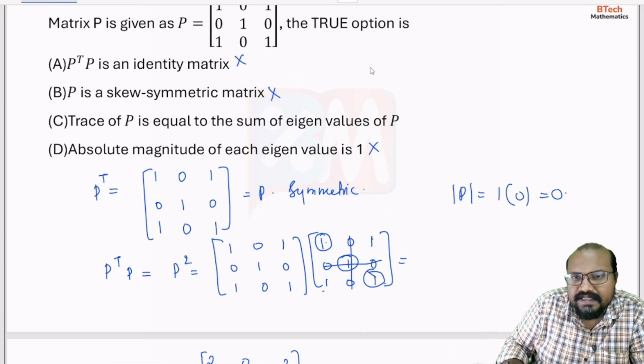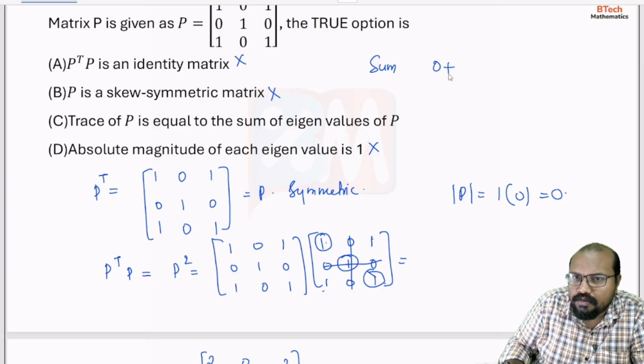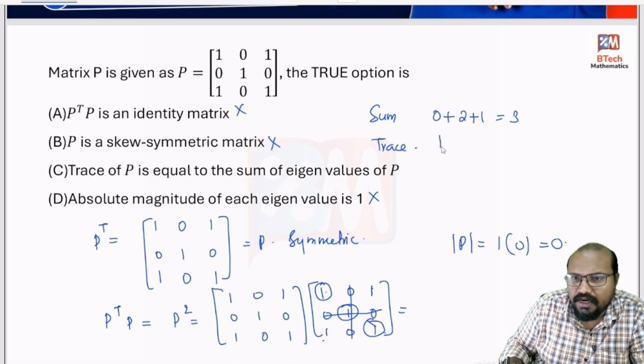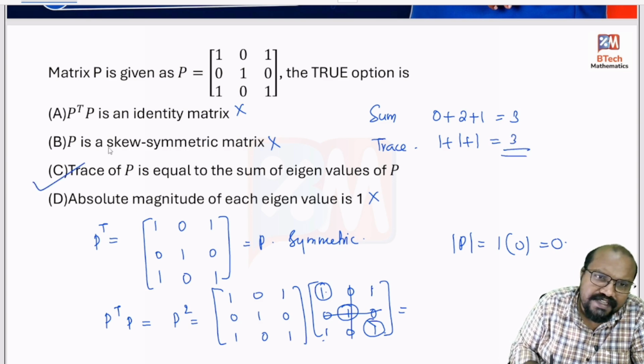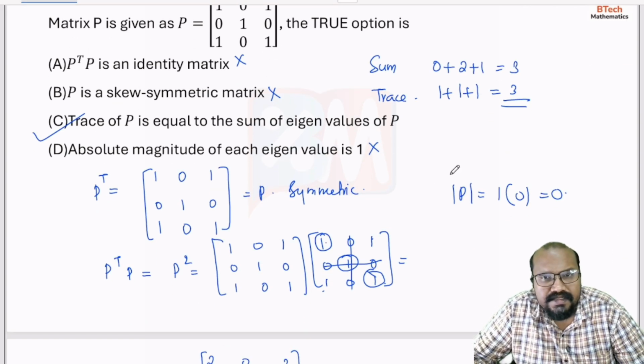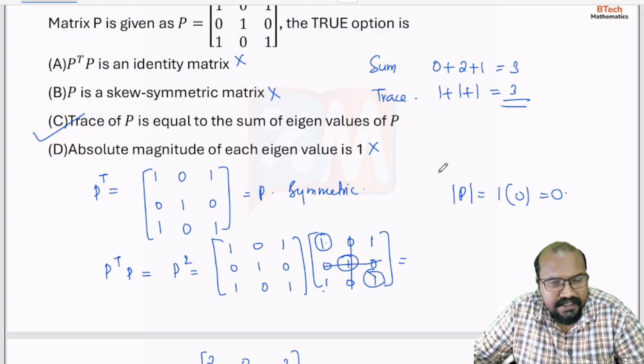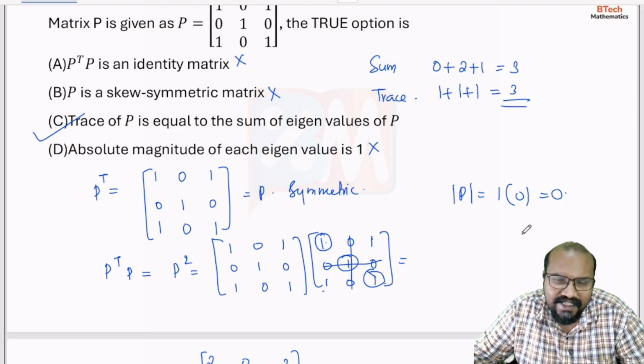Now we can say that the sum of eigenvalues is 0 plus 2 plus 1, that is equal to 3, and the trace is the sum of the diagonal elements. It's again 1 plus 1 plus 1, which is also 3. So option C is the right answer. This is the question from the 2026 GATE civil engineering exam. We will see in the next video.